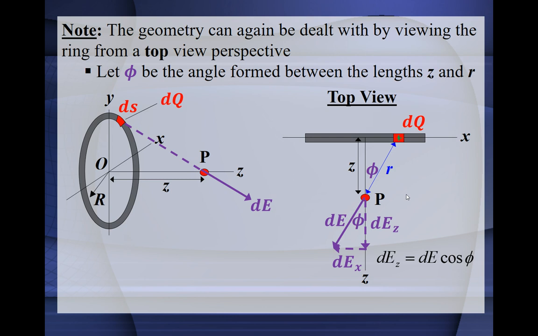Therefore, if we know what dE is, and we have an equation for that from one of the previous slides, for the z component dEz we're going to make use of the hypotenuse of the triangle, which is dE, and we want to calculate the adjacent side. Therefore, dEz is going to be equal to dE times cosine of phi.